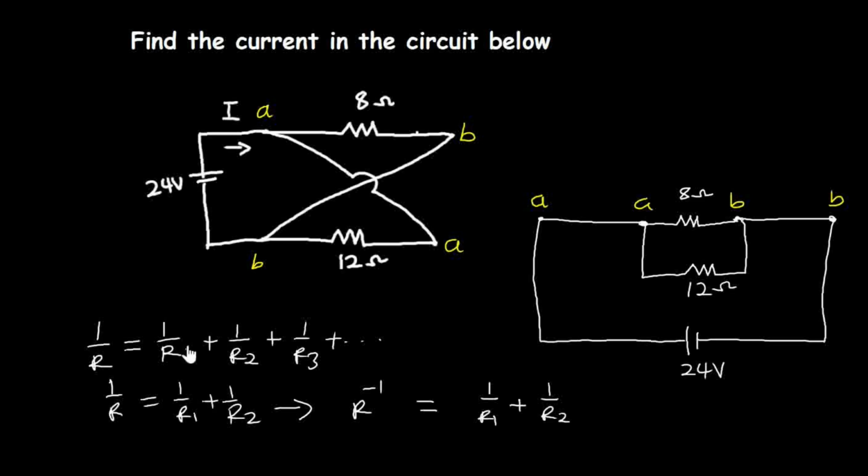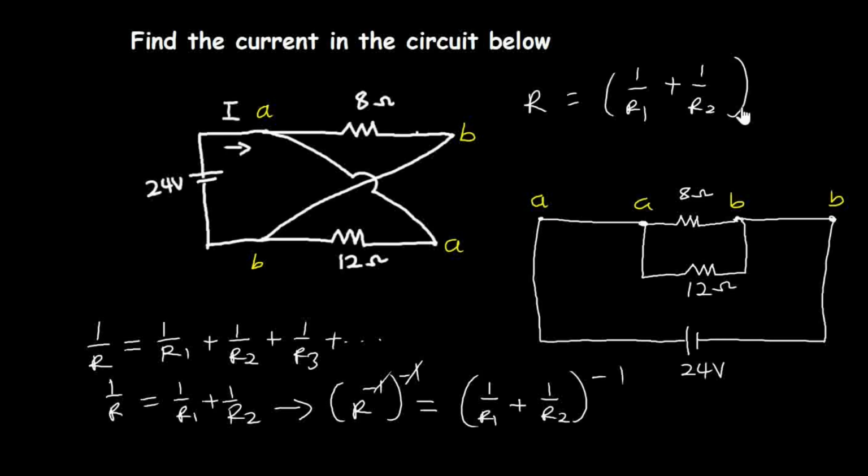So now let's look at how we are going to do it. What I'll do is get rid of this negative one here, so I'm going to raise both sides to the power negative one. Negative one multiplying negative one will cancel out. So then you have the effective resistance equal to 1 over R1 plus 1 over R2, all to the power negative 1. When you use this formula, you will be able to calculate the effective resistance of this circuit.